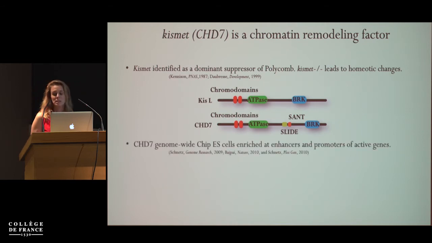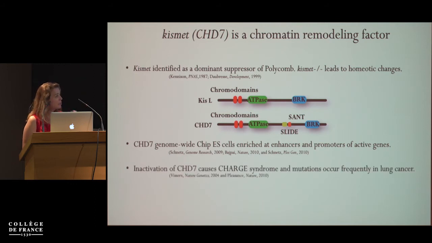There were some studies that had tried to investigate where CHD7 is binding in the genome and what it might be doing. And from those, it was shown that it's really localized to both the enhancers and promoters of genes that are active. So it was thought to promote gene expression.